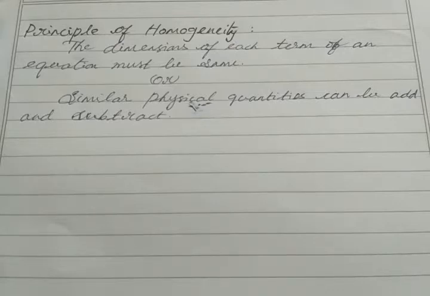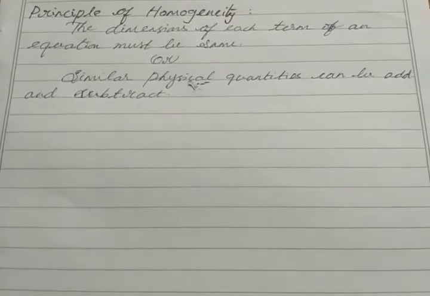Then we studied types of physical quantities. Those are fundamental physical quantities, derived quantities, and supplementary quantities. In fundamental quantities, we studied the 7 fundamental SI units: length, mass, time, temperature, electric current, luminous intensity, and amount of substance. Derived physical quantities are the ones derived from fundamental quantities, like area, velocity, force, acceleration, momentum. Supplementary physical quantities are two: angle and solid angle.